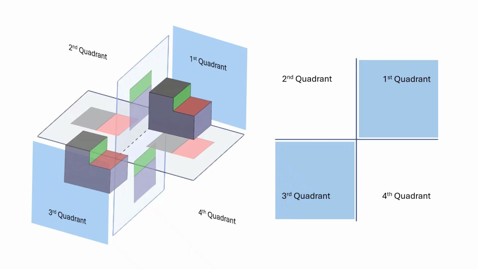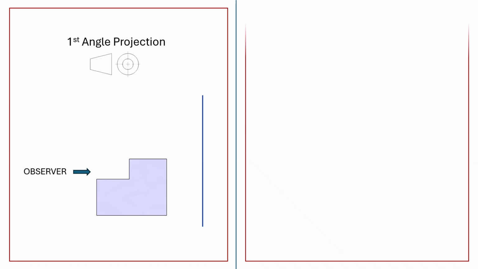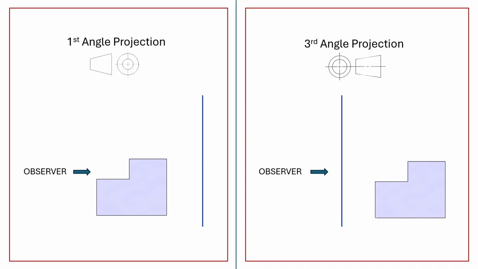So the basic difference between them is, when we are talking about first angle projection, the object is between the observer and the plane. And in the case of third angle projection, the object is behind the plane, meaning we are watching the object through the transparent plane.